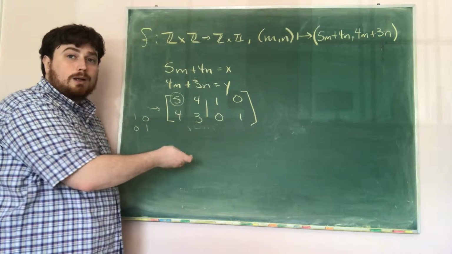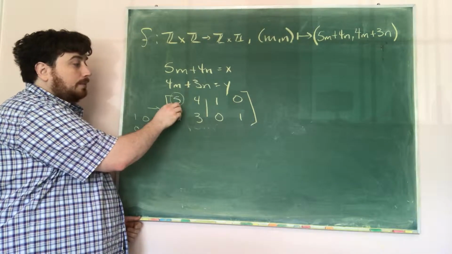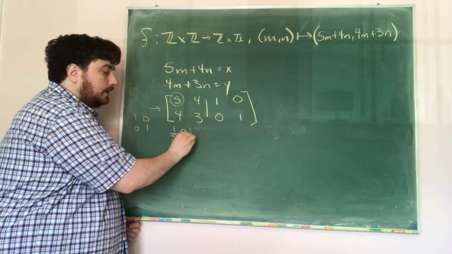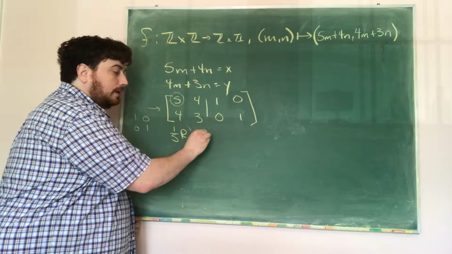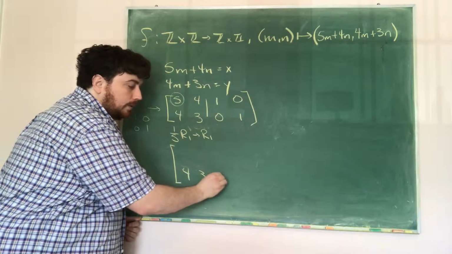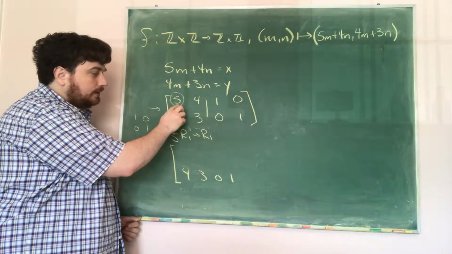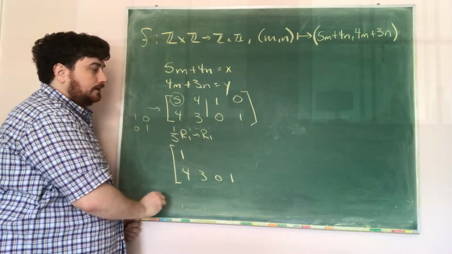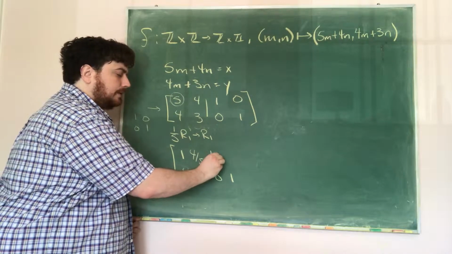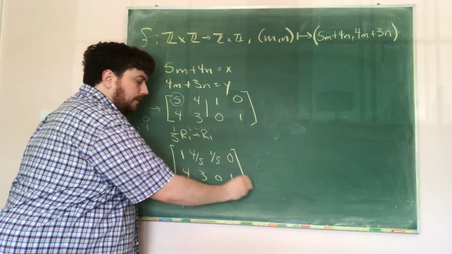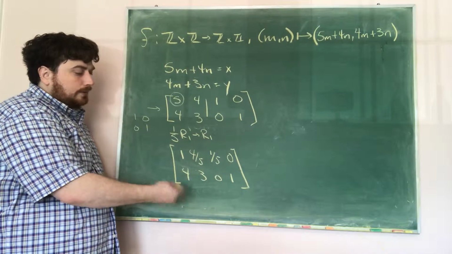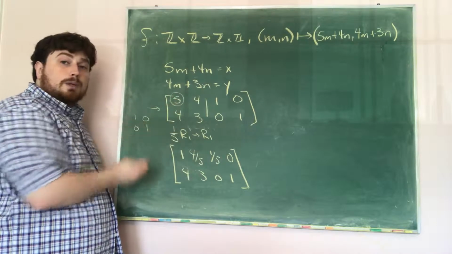So now the first thing I want is for this to be a 1. The way I can make that a 1 is I'm going to multiply by 1 over this number times the first row. So I'm going to get 1/5 times row 1, and then I'm going to plug that into row 1. And what I get is the new matrix where the second row stays the same. And the first row becomes 1/5 times 5 is 1, 4 times 1/5 is 4/5, 1 times 1/5 is 1/5, 0 times 1/5 is 0. So I have the matrix 1, 4/5, 1/5, 0, 4, 3, 0, 1, which is equivalent to my original matrix.